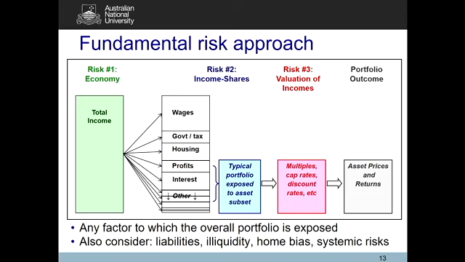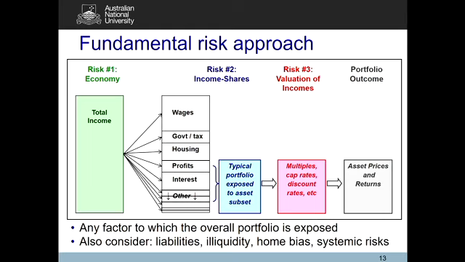Risk number three is fluctuation in valuation. In other words, it's changes in the amount that you can take your slice of pie and go and sell it for in the market. And that's going to be affected by things like inflation, changes in risk aversion, which will affect your discount rates. And all of those combined lead into your asset prices and returns.